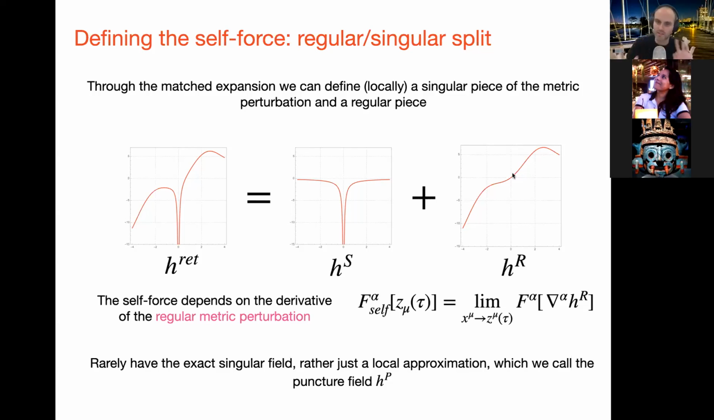So the key thing to understand here is just that this split exists and it can be done in an unambiguous, rigorous way. And one final comment is that this singular field here is not normally globally defined, it's just locally defined near the body in some normal neighborhood, basically. And so we typically refer to this, rather than a singular piece, as what we call a puncture field. So I'll often talk about h^P being the puncture field, which is the approximation to the singular behavior near the body.